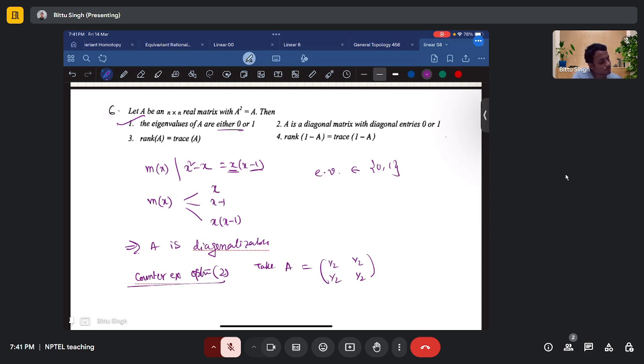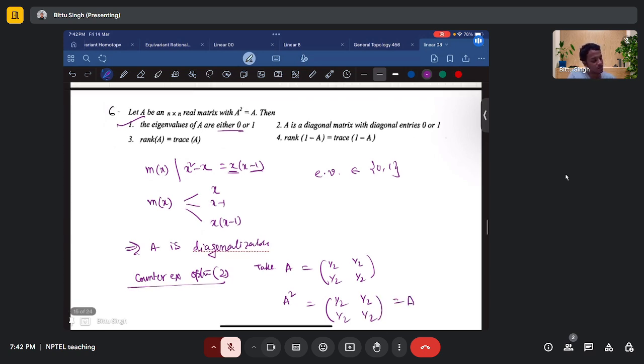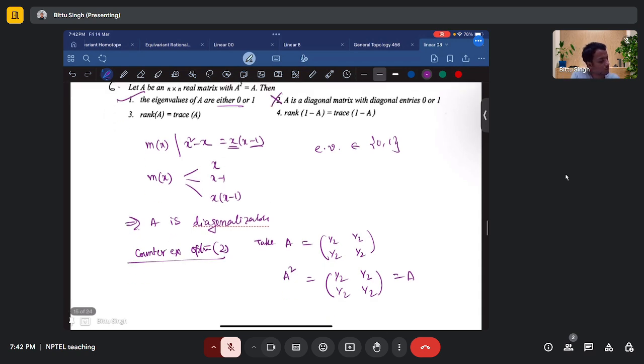Then we can see that A square will satisfy this formula, right? If we just multiply, it will be half times half, 1/4 plus 1/4, that is half, and similarly all are half. Just multiply. So this satisfies the criteria, but A is not diagonal. So this is false. Not diagonal.